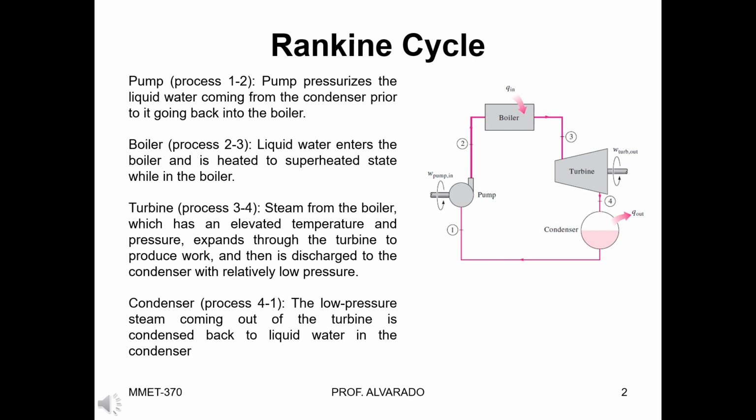In this slide, you can see the schematic of the Rankine cycle. This cycle contains 4 major components: the pump, the boiler, the turbine, and the condenser. And they have different processes, which we're going to talk about in the next slide.